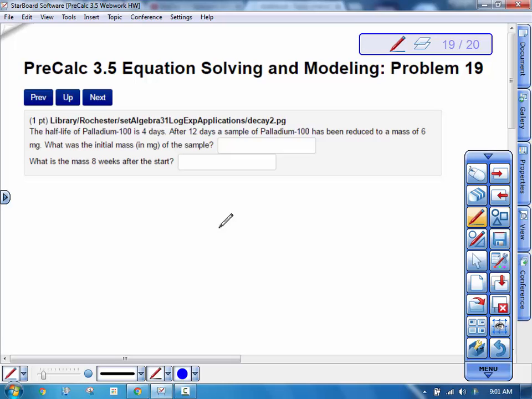All right, next question. Okay, the next question says the half-life of palladium-100 is 4 days. After 12 days, the sample has been reduced to a mass of 6 milligrams. So they give us an ordered pair (12, 6). Right, after 12 days, we get 6 milligrams left. We know we're talking about exponential decay here. We don't know what we start with. We know it has half the amount remaining after 4 days.